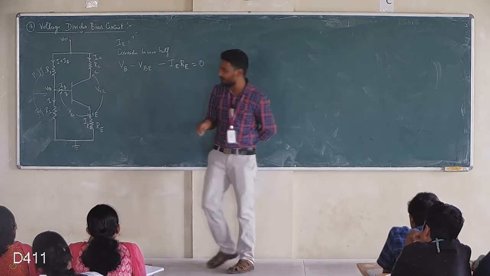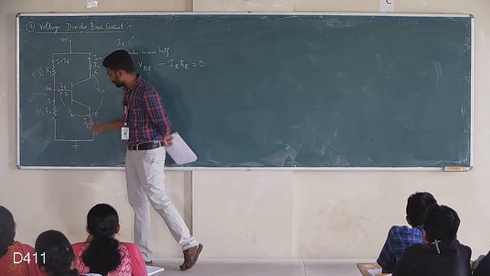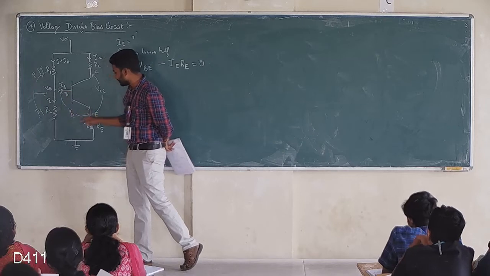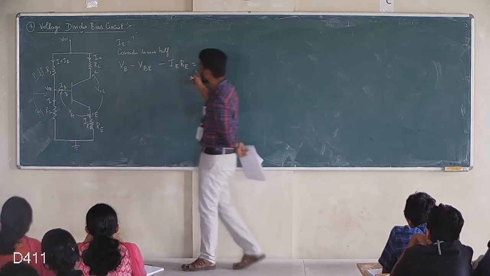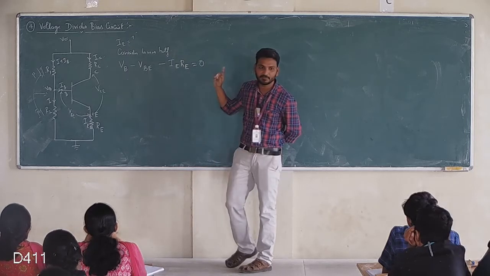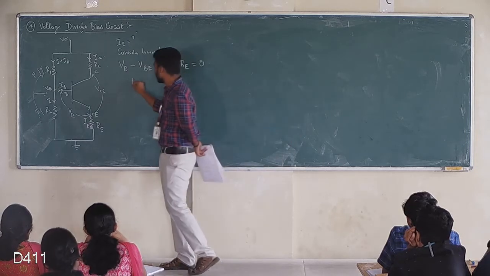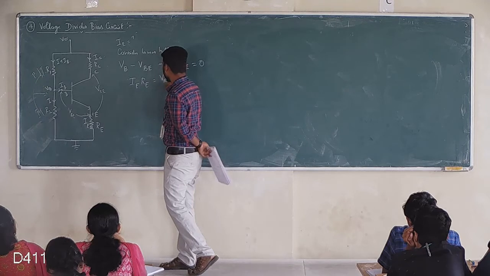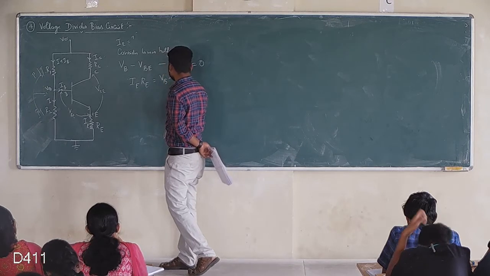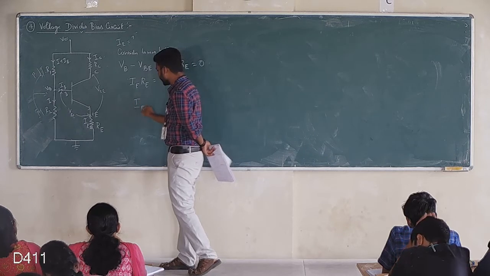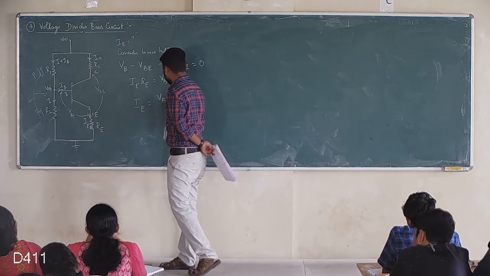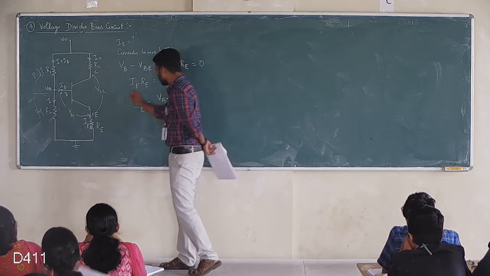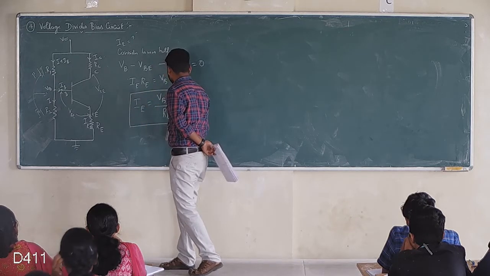I am going to apply KVL for this branch alone, from this base to this emitter. Here, VB minus VBE minus IE RE equals 0. We have to find the value for IE. So IE RE equals VB minus VBE. I need only IE, so IE equals VB minus VBE divided by RE. This is the first one.